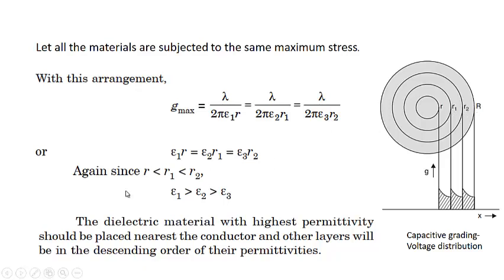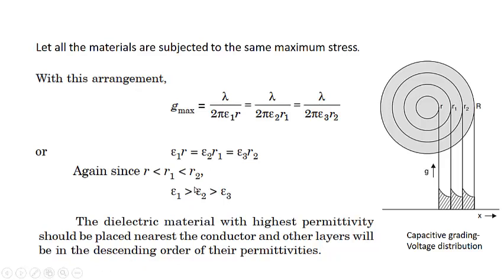This is for this material. Since lambda, 2 and pi are constant, epsilon 1 r should be equal to epsilon 2 r1, which should be equal to epsilon 3 r2. With this, since r is less than r1, which is less than r2 from this geometrical configuration, and it will always be like this, that means epsilon 1 has to be greater than epsilon 2, which has to be greater than epsilon 3. So the dielectric material with the highest permittivity should be placed nearest to the conductor, and the other layers will be in descending order of their permittivities.